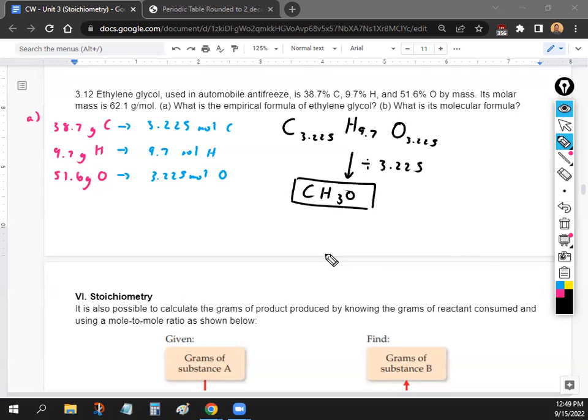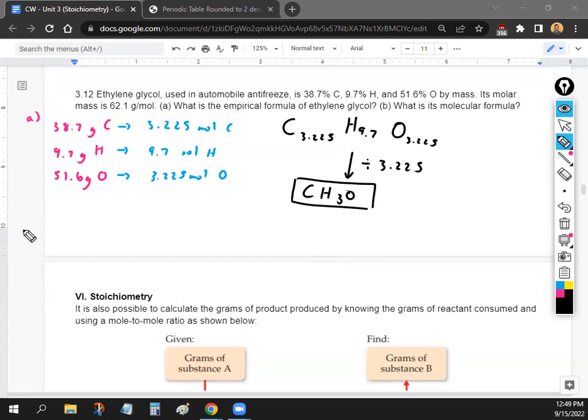Any questions on that one? Any issues? Alrighty, so that is our empirical formula, which we learned about last time. Now we're going to turn this into our molecular formula.